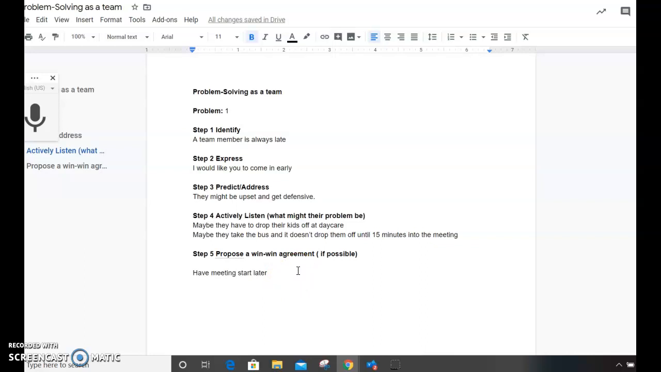Part of being a team player and part of just being on a team in general is being flexible, as annoying as that can be sometimes, and working around people's schedules. And you know what? If you go ahead and do this, you can make this work. If you propose this win-win agreement, they're going to be really thankful, and that's going to foster a better working environment for you.